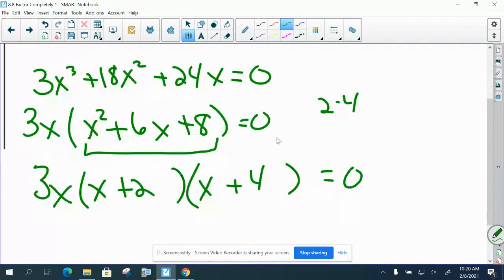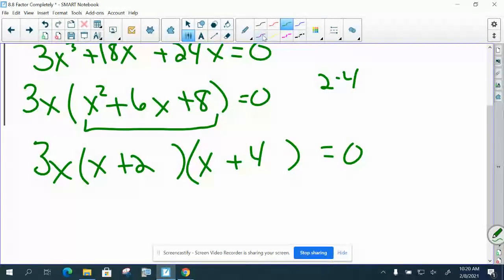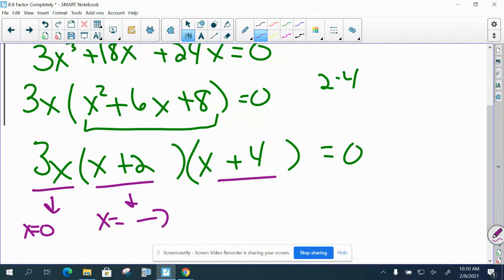So now we have, when solving then, you have 3 different factors. You have this, this, and that. So 3x is going to give us an answer of 0. X plus 2 is going to give us an answer of negative 2. And then x plus 4 is going to give us an answer of negative 4. So that would be your final answer. And then in the question, it would tell you to factor it first and then to find the zeros.